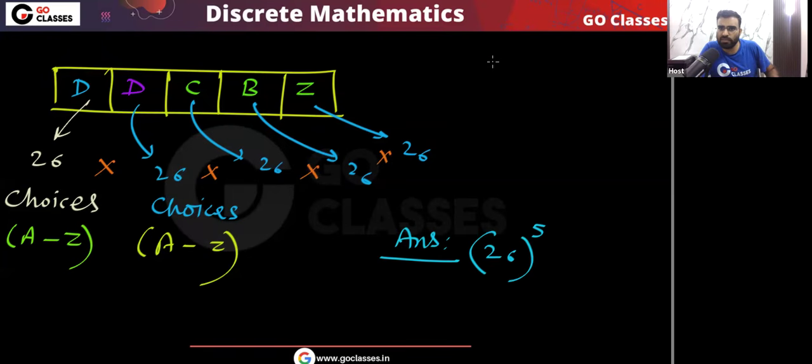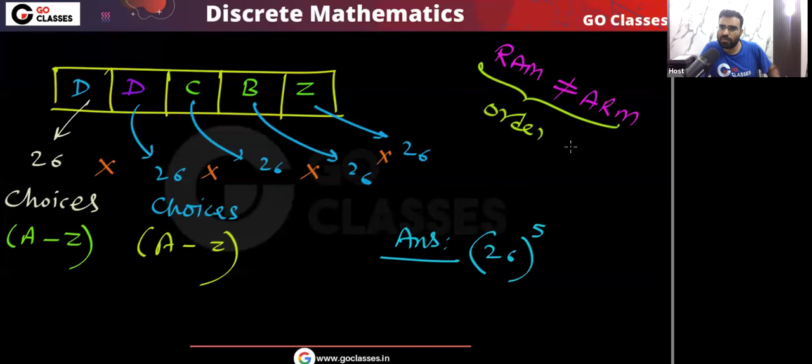Definitely order matters, right? Because you can see this word, for example, RAM. This word is different from this word ARM. ARM and RAM, these two English words, are different. So definitely order matters. In the English word, order matters. So because order matters, this is a permutation problem.